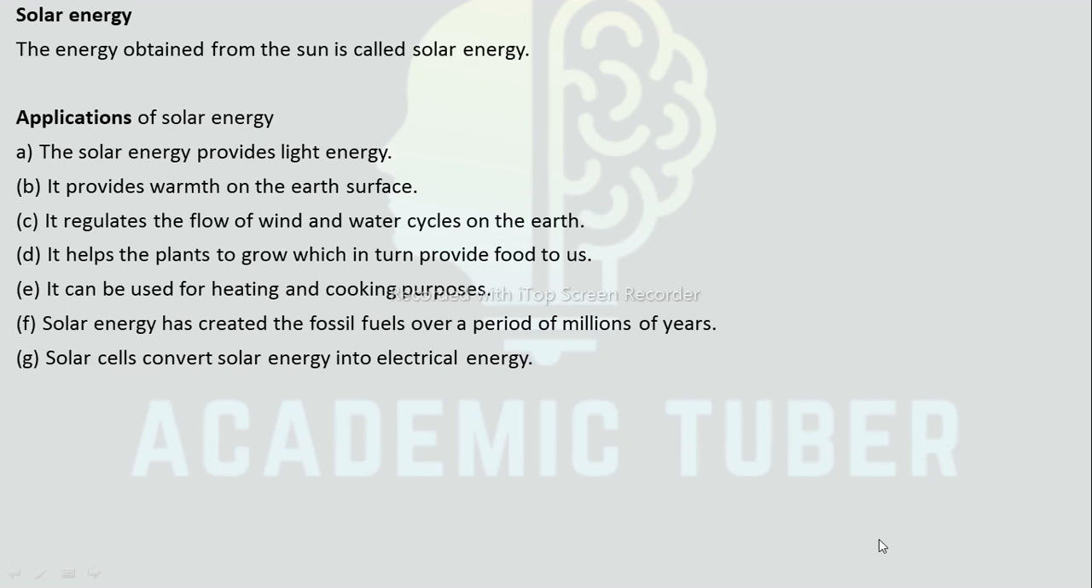It helps the plant to grow, which in turn provides food to us. It is used for heating and cooking purpose. Solar energy has created the fossil fuel over a period of millions of years. Solar cells convert solar energy into electrical energy.